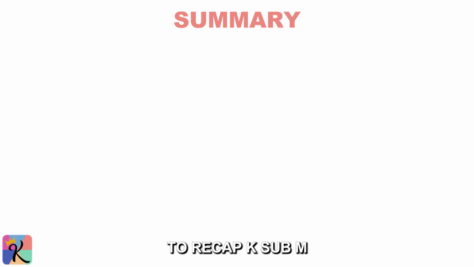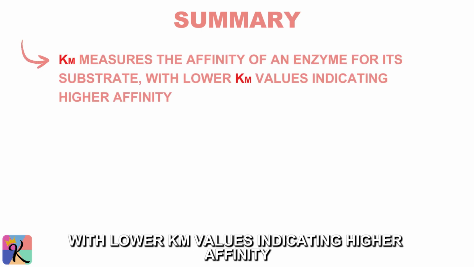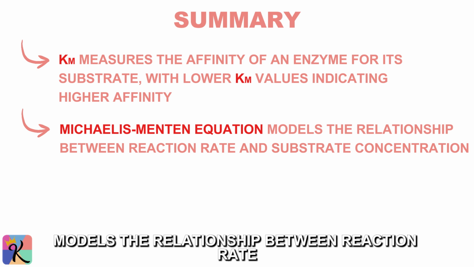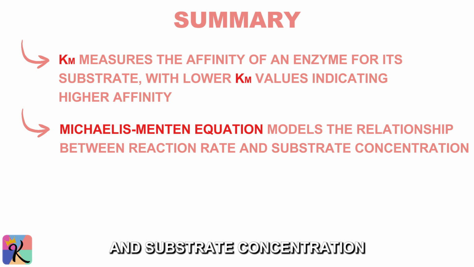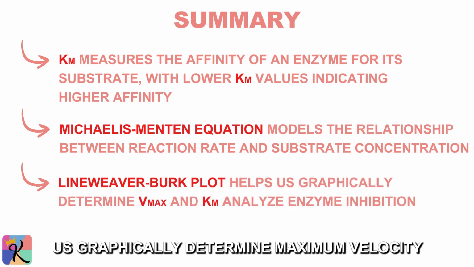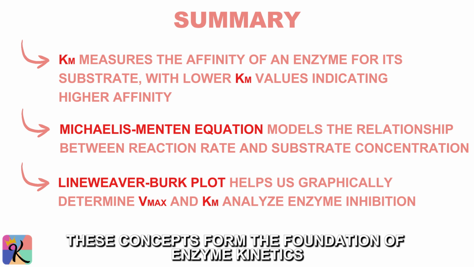To recap, Km measures the affinity of an enzyme for its substrate, with lower Km values indicating higher affinity. The Michaelis-Menten equation models the relationship between reaction rate and substrate concentration, while the Lineweaver-Burk plot helps us graphically determine maximum velocity and Km, and analyze enzyme inhibition. Together, these concepts form the foundation of enzyme kinetics.